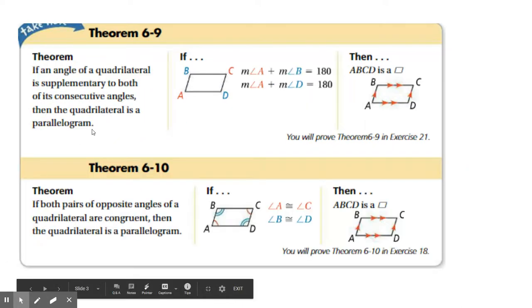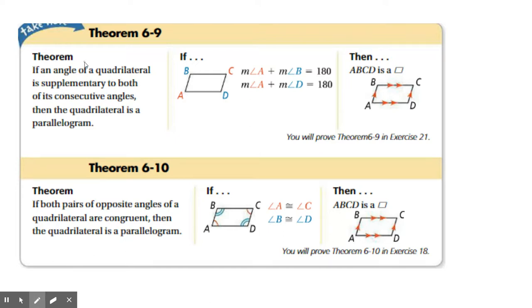Okay, same thing here and here. I'm not going to do a lot of drawing. So again, if you have an angle, so this is a little bit different. If you have one angle supplementary to both of its consecutive angles, then the quadrilateral is a parallelogram. So again, in this case, you have A, right here, A, supplementary to B, and supplementary to D. That's enough to say that it's a parallelogram. Okay? So be aware of that.